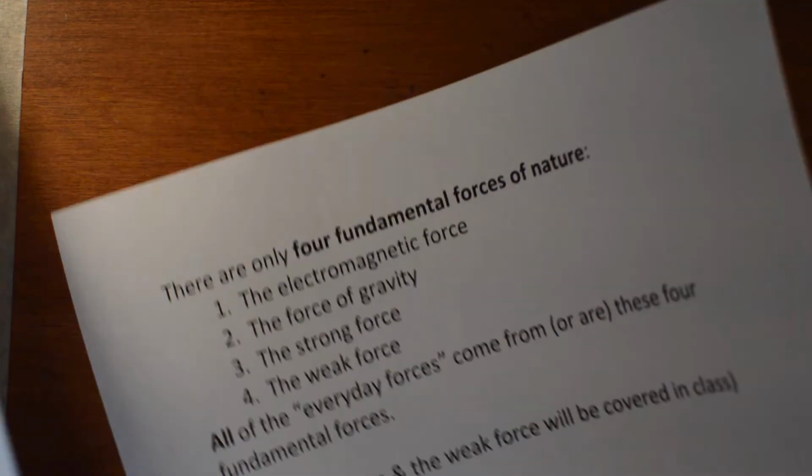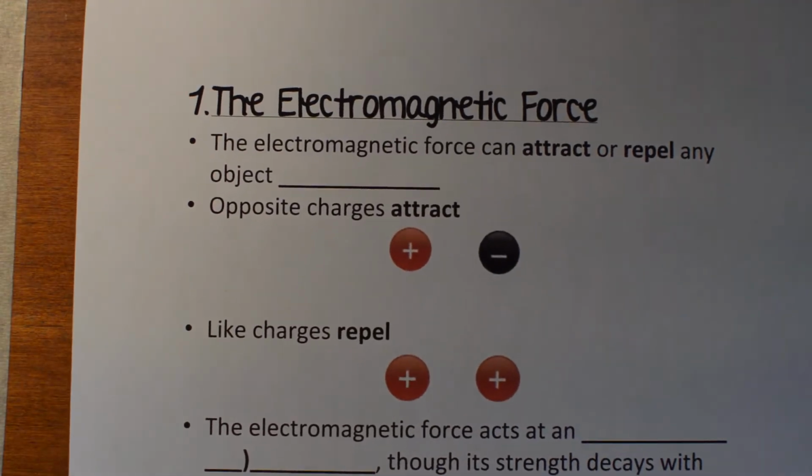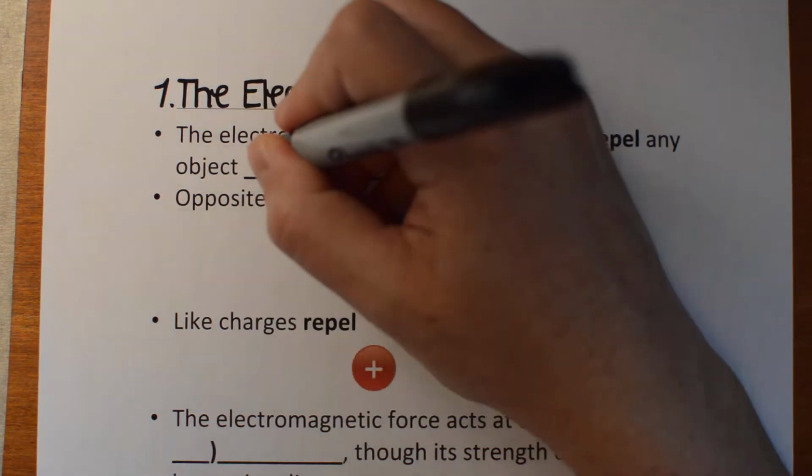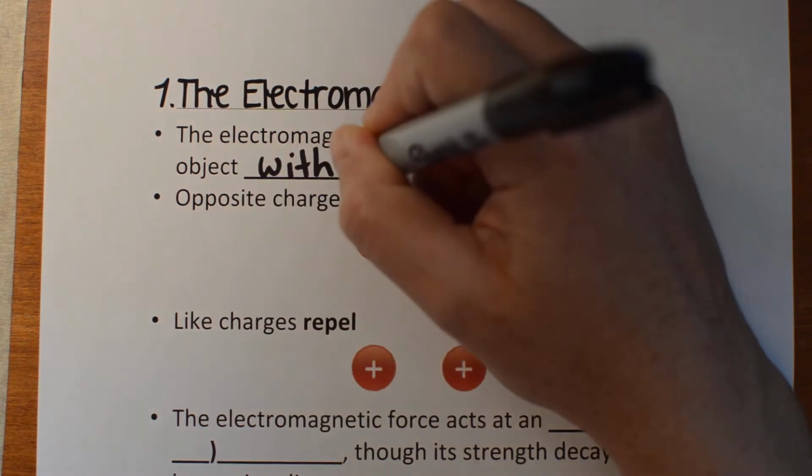and then we'll really focus on the force of gravity. So the electromagnetic force, I'm just going to mention briefly because we have a whole unit coming up on the electromagnetic force. But basically there are 2 components to it. There's an electric part and a magnetic part, and those work together to make the electromagnetic force. Electric forces can attract or repel any object with charge.